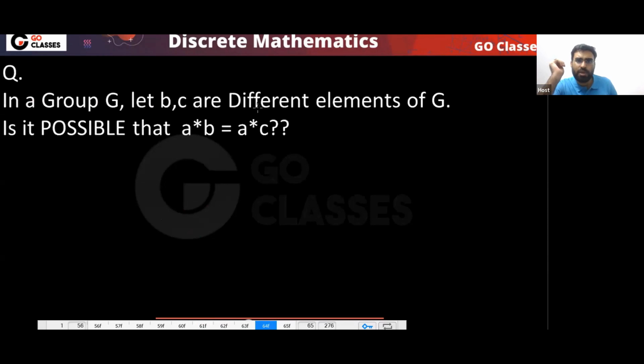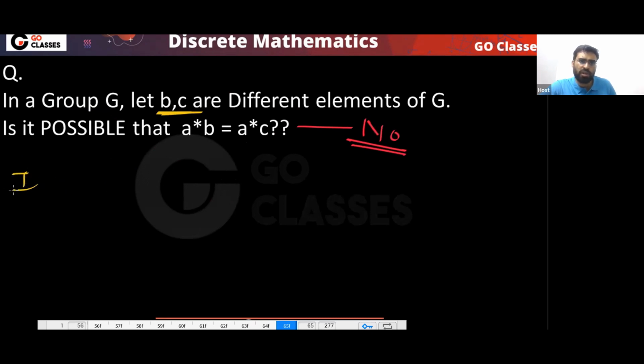In a group, let B comma C be different elements. Is it possible that AB equal to AC? Is this possible that AB equal to AC? The answer is simply no, because B comma C are different. And you know that AB equal to AC, you already know this.